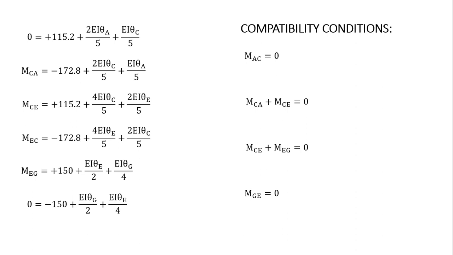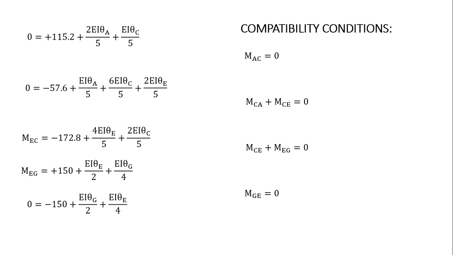And then unahin natin yung MCA tsaka MCE. Take note yung sum nila ay 0. So ipag-add natin yung dalawang yan. So yung left side ng equation natin, take note from the compatibility conditions, 0 yung sum. Okay, and combining like terms, okay, specifically yung EI theta C will become this one. Okay, you can counter check the values. Next, add natin yung dalawang to, yung MEC tsaka MEG.